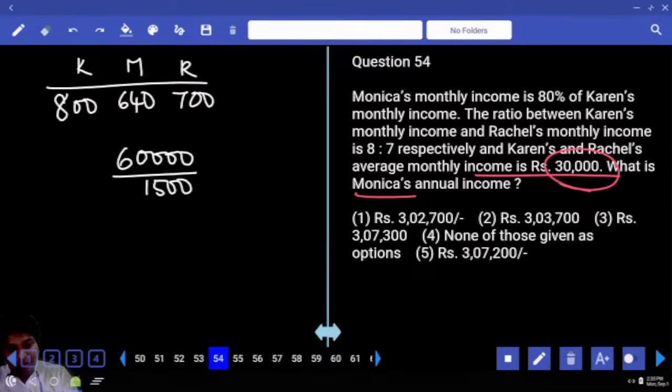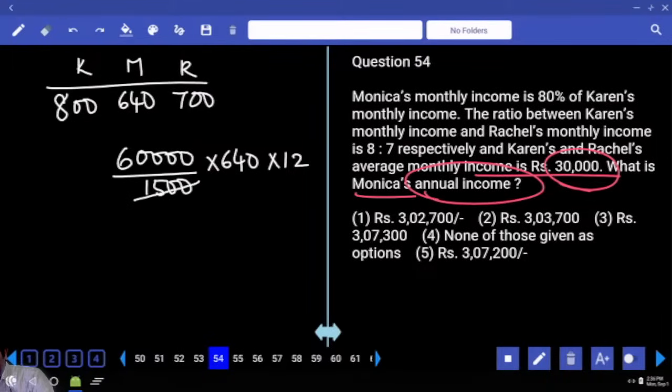Now the question is about Monika. Monika's monthly salary is 640, but the question is to identify annual income. Annual, in the sense, into 12. 1500 into 40 times. How many zeros are there? Let me write 2 zeros. Because of the 4th option, we are unable to go with last digit verification. In place of the 4th option, if there were any number, we could go with last digit multiplication or maybe a multiplication rule, something like that. Is that okay? Right. Now 2 zeros are over.